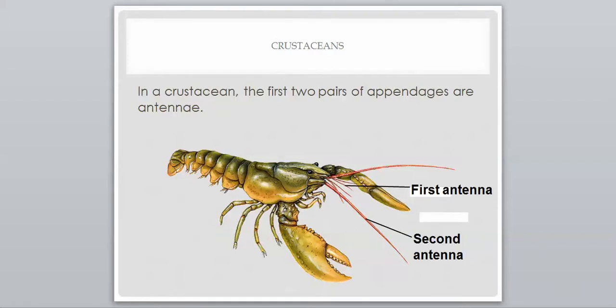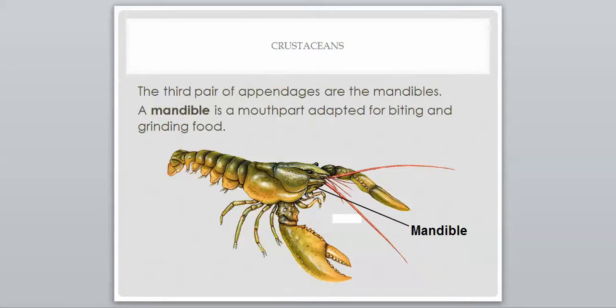Also, in crustaceans the first 2 pairs of appendages are always antennae. The first 2 appendages at the anterior portion of the body are always antennae. Then our third pair, coming after the antennae, are our mandibles. The mandible is a mouth part adapted for biting and grinding food. So the crustacean, or that lobster in our tank over there, has a mouth part adapted for biting and grinding food.